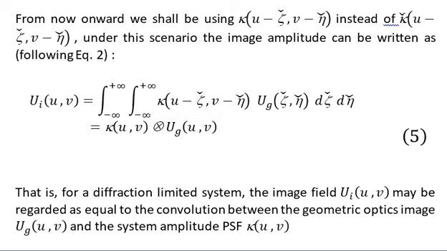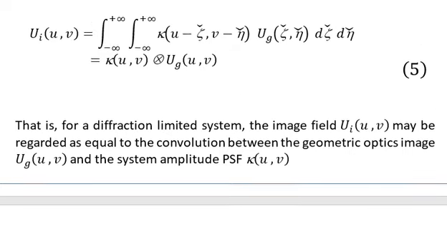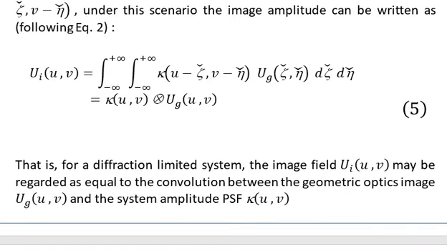And we also have the geometric optics image present in that one, and we can write this integral as the convolution of kappa with the geometric optics image as given in equation number 5. That is, for a diffraction limited system, the image field ui as a function of u and v may be regarded as equal to the convolution between the geometric optics image ug of u comma v and the system amplitude point spread function kappa as a function of u and v. And convolution is a commutative operator, so you can convolve kappa with ug or ug with kappa, both are equivalent.